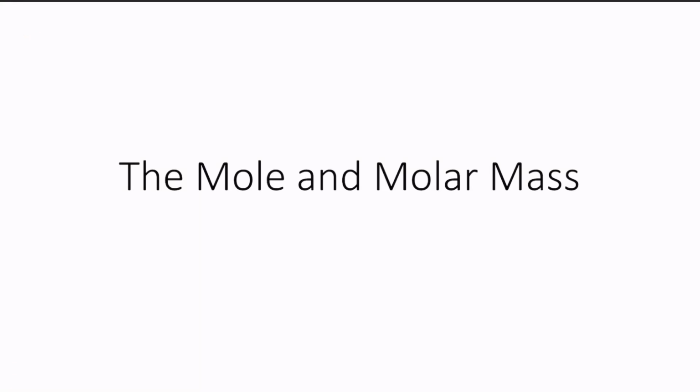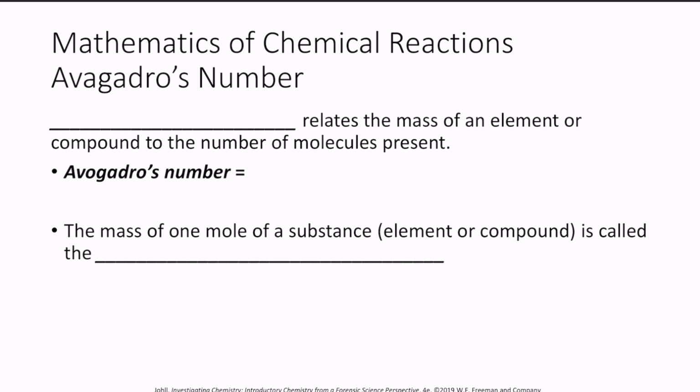All right, let's talk about the mole and molar mass. Now, you can't talk about the mole without talking about Avogadro's number. And Avogadro's number is kind of talked about as being the chemist's dozen. So, what I mean by that is when I say I have a dozen cookies, everyone knows that I have 12 cookies. With Avogadro's number, everyone knows we have that many cookies.